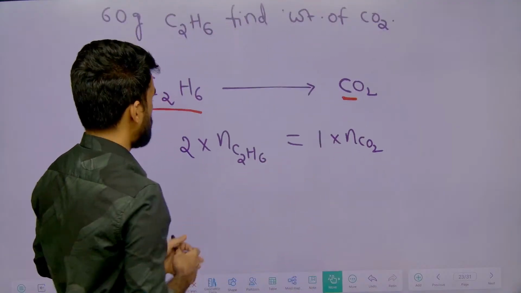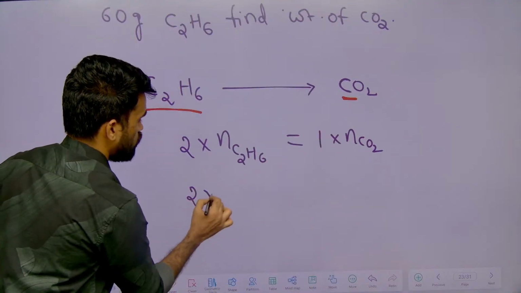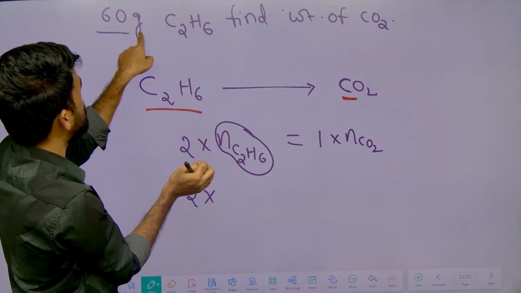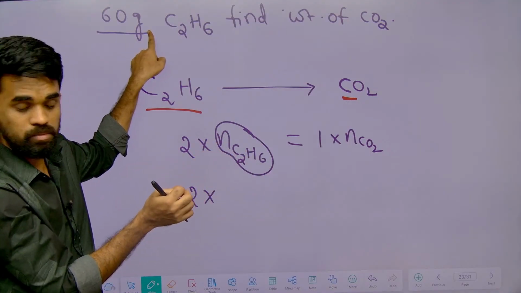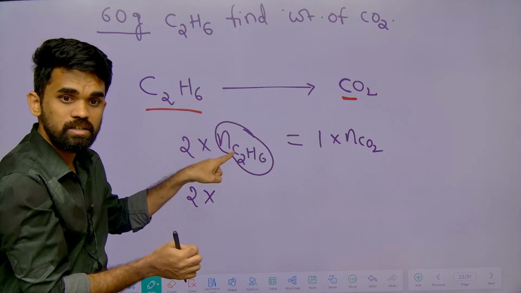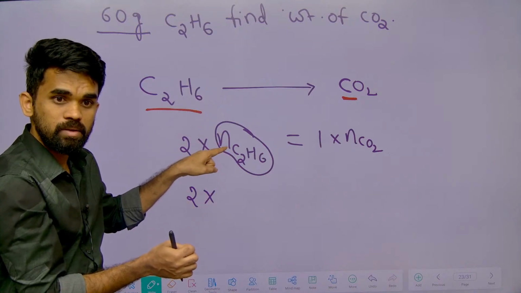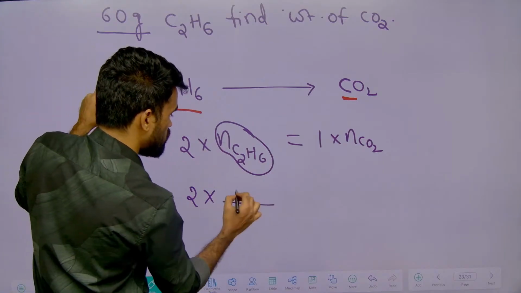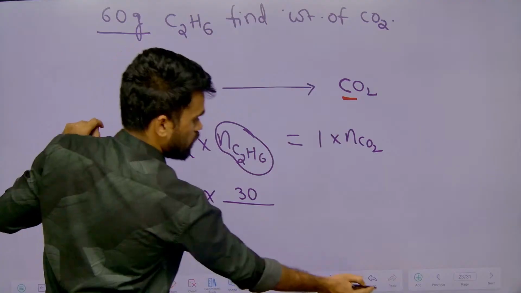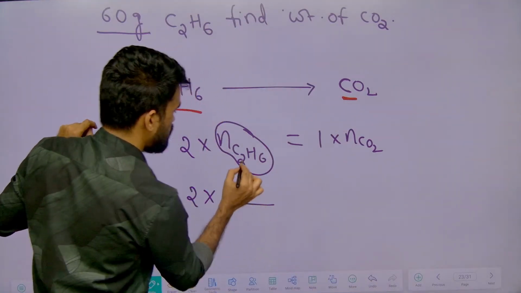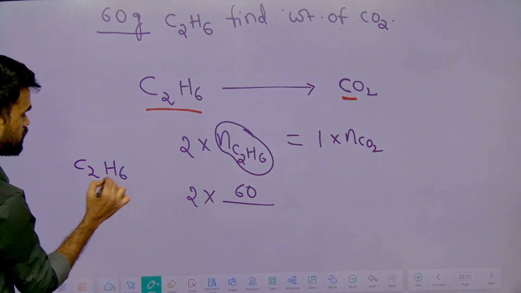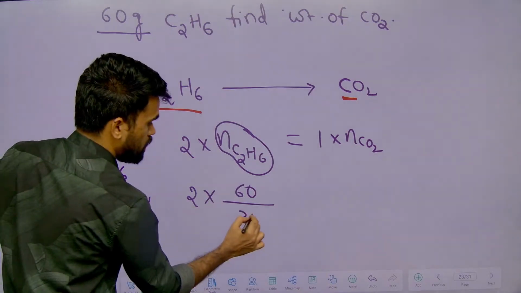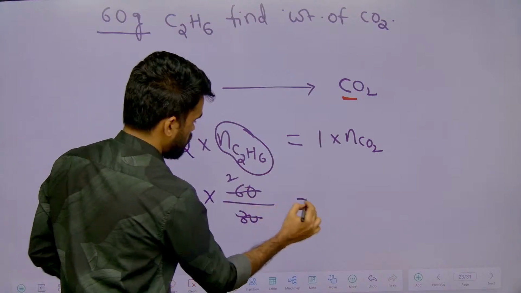Next what should I do? 2 into, this data I provided, 60 grams. So number of moles means given weight by gram molar mass of this substance. Given weight is how much? 60. Ethane means C2H6, this is 24 plus 6, 30. So it is 30. This side we got 4.